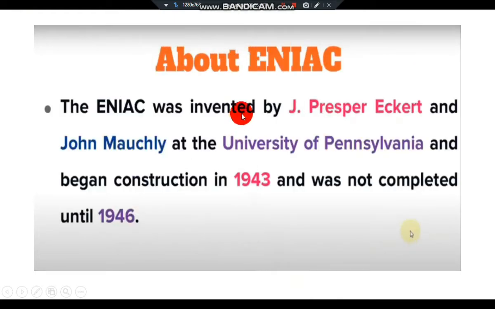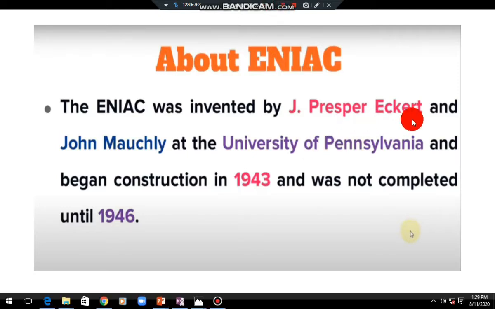About ENIAC: ENIAC was invented by J. Presper Eckert and John Mauchly at the University of Pennsylvania and began construction in 1943 and was not completed until 1946. So nearly how many years did they work to get this ENIAC? Totally 3 years. They struggled to get this ENIAC device. This device was invented by J. Presper Eckert and John Mauchly at the University of Pennsylvania.